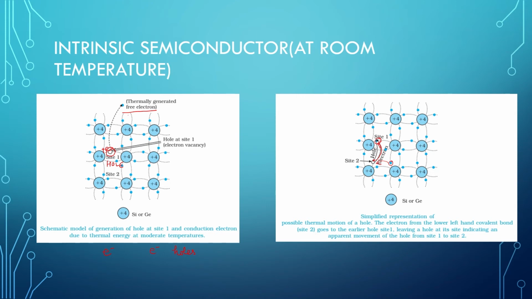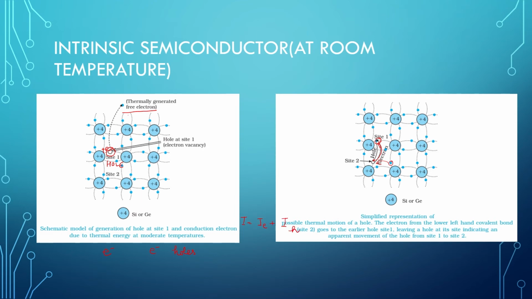So, in a way, we can say that there will be a movement of free electrons which is completely independent, and that gives rise to the electron current, and then there is a movement of holes which gives rise to the hole current, and the total current in the semiconductor is given by the sum of both, that is the hole current plus the electron current.